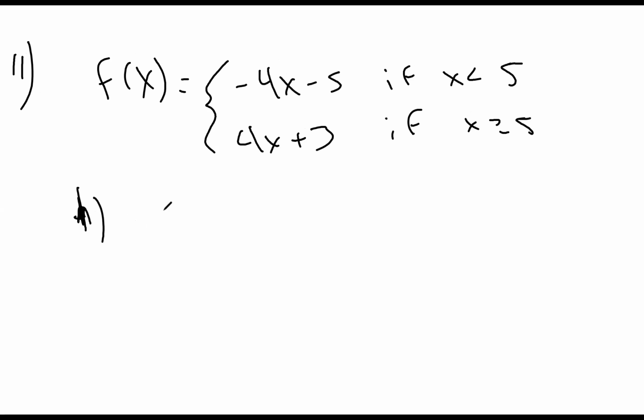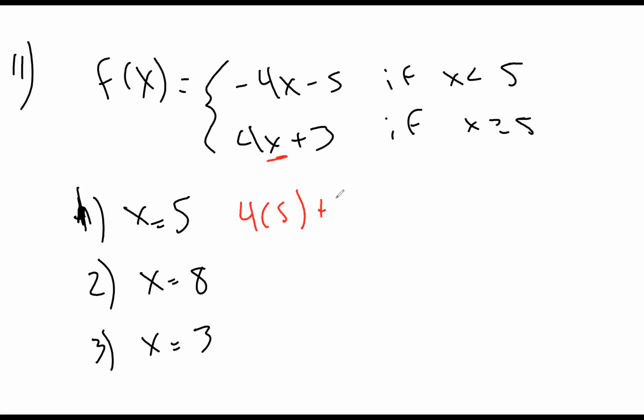The first one asks me to find the value where x equals 5. The second one asks me where x equals 8. And the third one where x equals 3. I need to look at each of these values one at a time and ask myself, if x was 5, which of these functions am I putting it into? Is 5 less than 5? No. Is 5 greater than or equal to 5? Yes. So I'm putting it into this one. I'm going to have 4 times 5 plus 3. Well, 4 times 5 is 20, and 20 plus 3 is 23. Done.